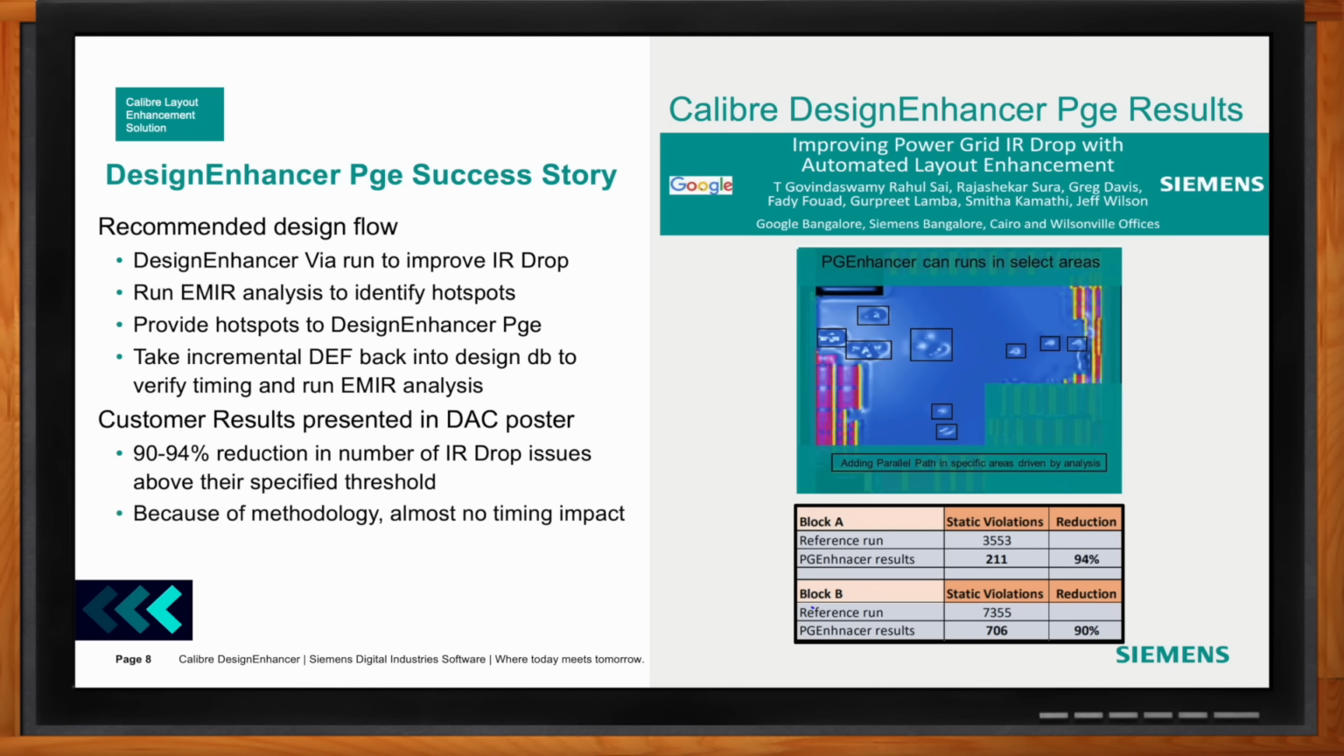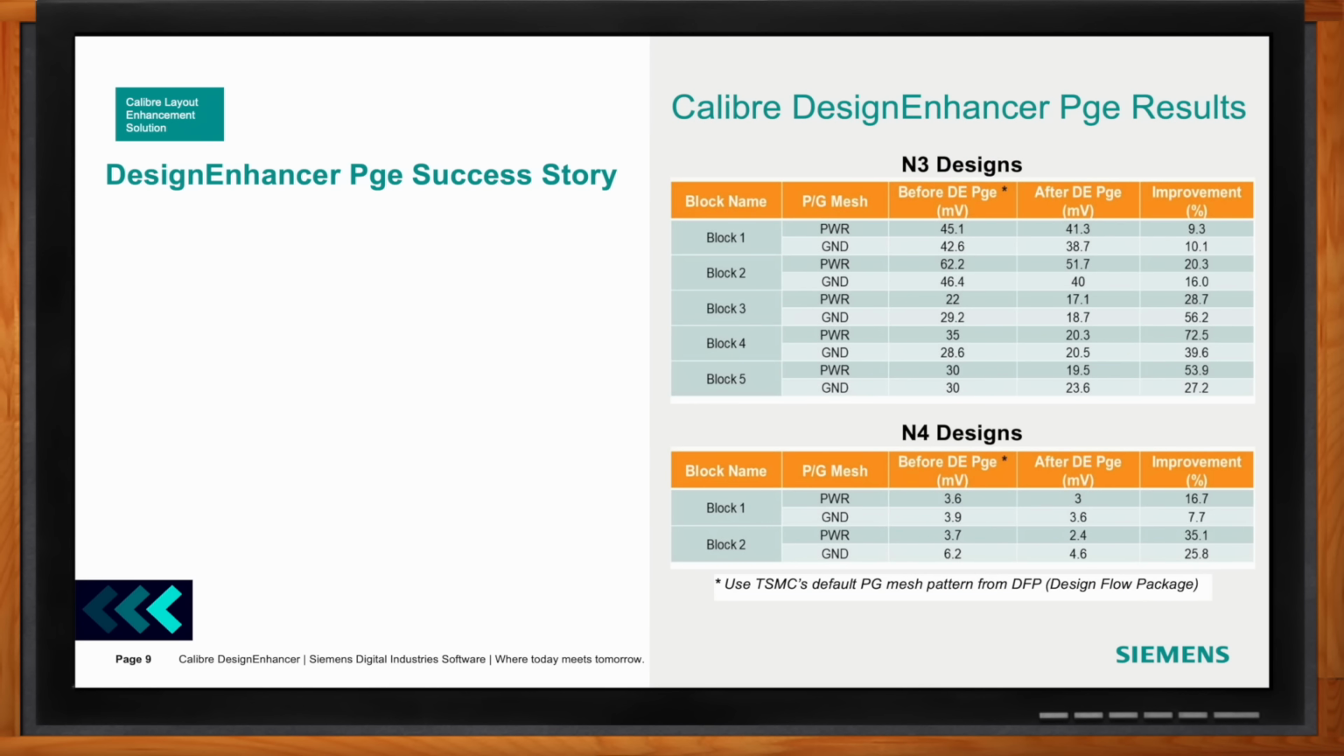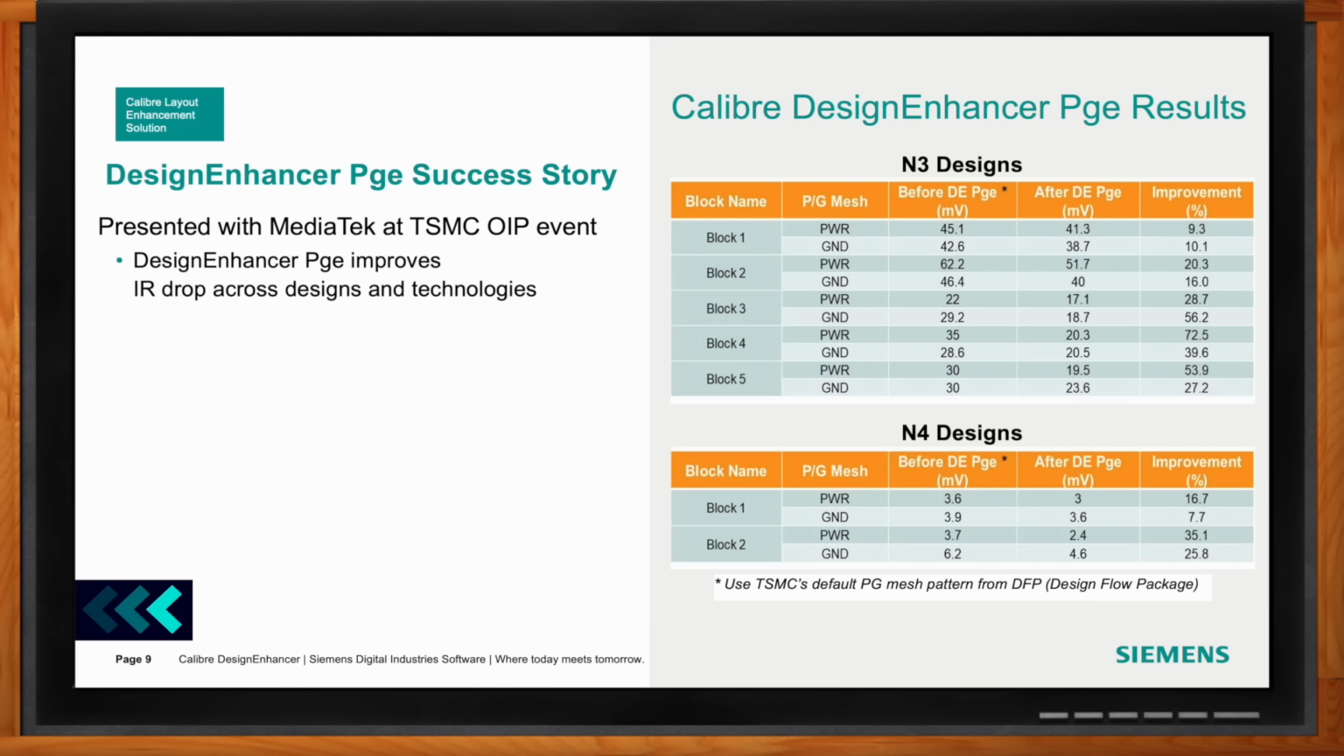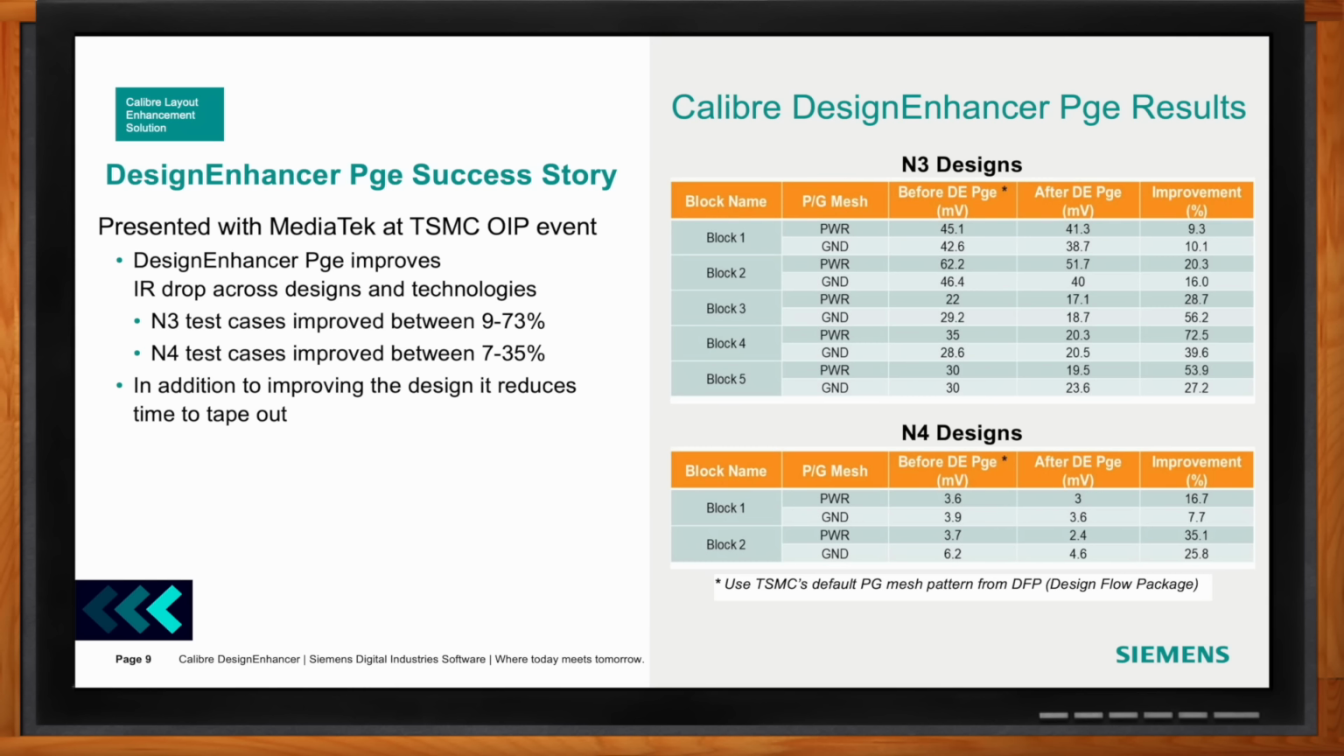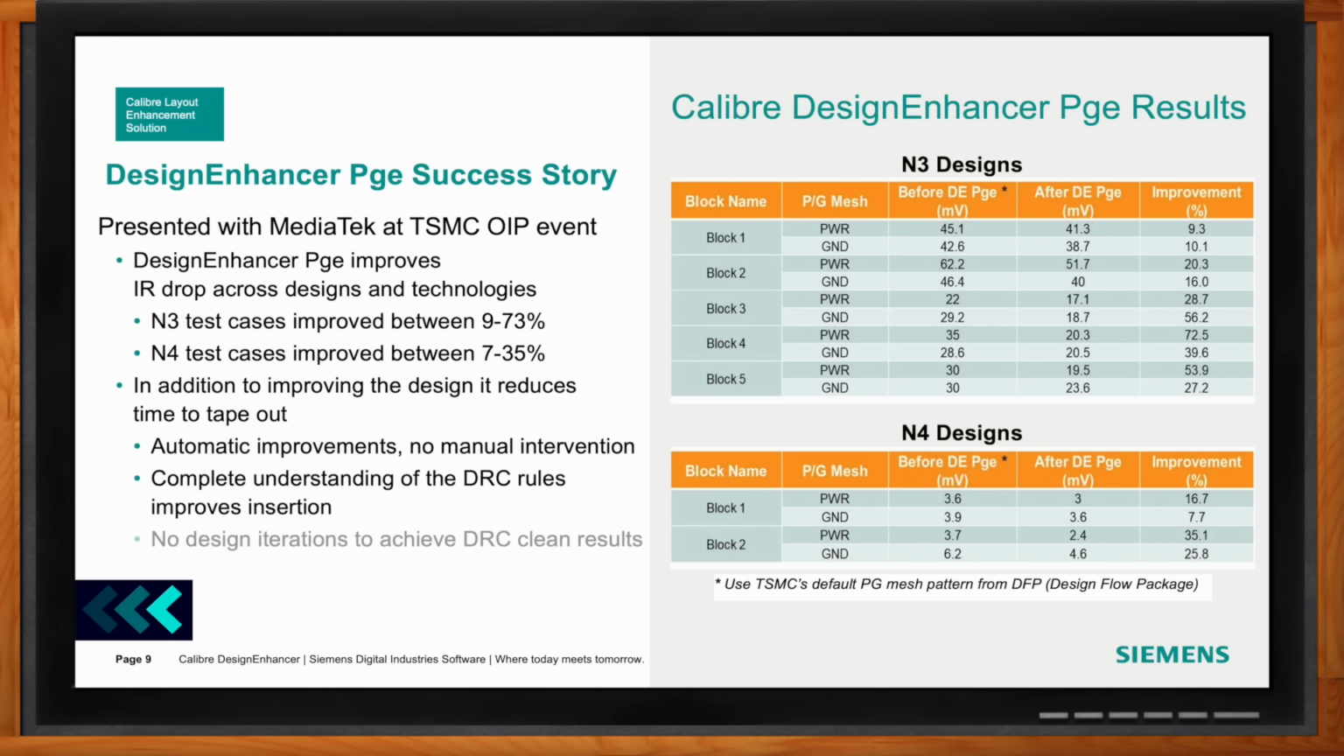Now, the other customer that I wanted to share with you was actually presented at the TSMC OIP conference, and it shows the different results that they had before and after Design Enhancer PGE. And you can see that the improvements for N3 were from 9 to 73%, and N4, 7 to 35%. We already have N2 designs, 2 nanometer designs, that are actually up and running. As we move forward, we'll be coming out with some more official results on that as well. So these are all customers. Again, they say that it's DRC clean results and very quick turnaround for them to get their job done.